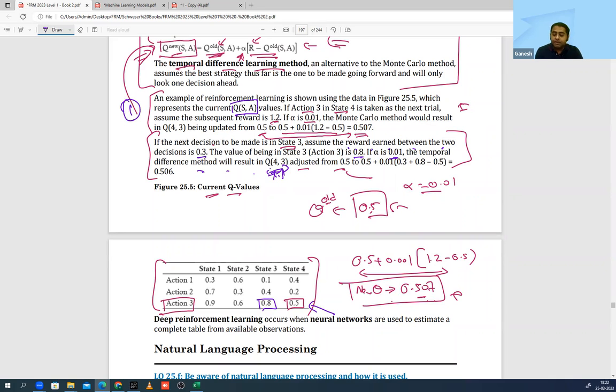In the first step, what happened? I had an initial Q value of 0.5 because of the new reward point. Reward point was 1.2. My Q value got updated and my new Q value is 0.507. Is everything okay up to here? Okay. Now look at this. What is happening here?